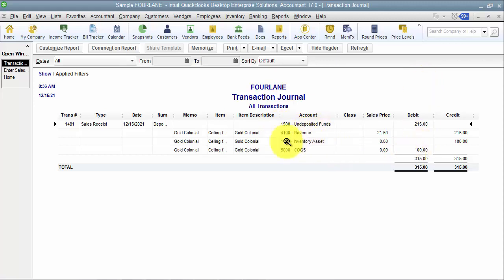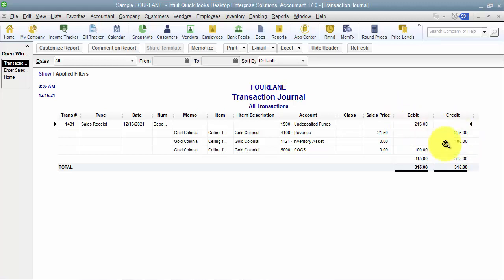On the inventory asset side, we have a credit in here, so it's subtracting from inventory asset. So when did it debit the inventory asset? It debited the inventory asset when we received the inventory in. So when I first did my item receipt to receive in these gold colonials, it would debit my inventory asset account, and now I'm selling it, so it's relieving or crediting my asset account.